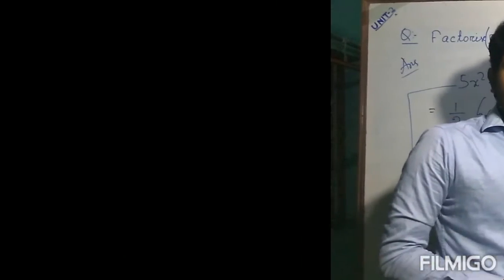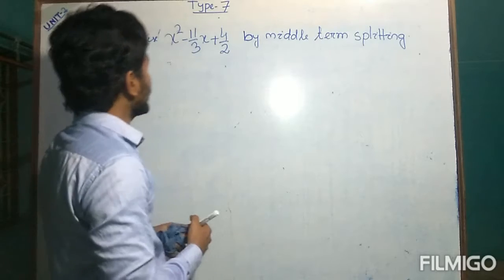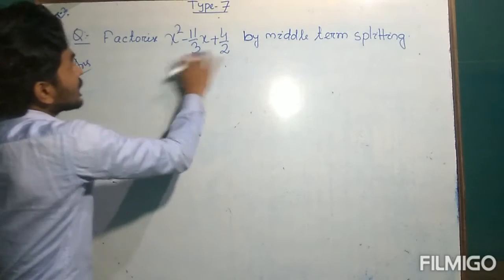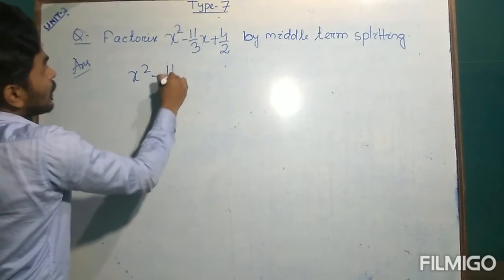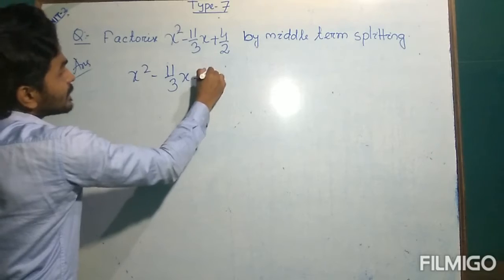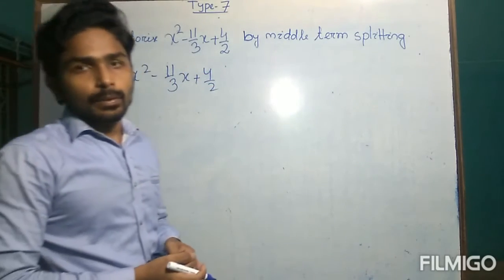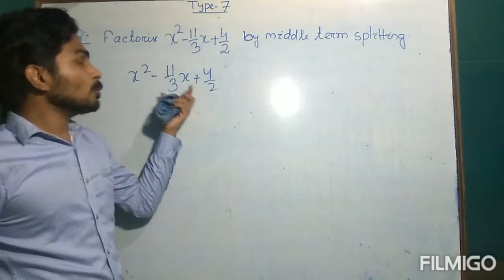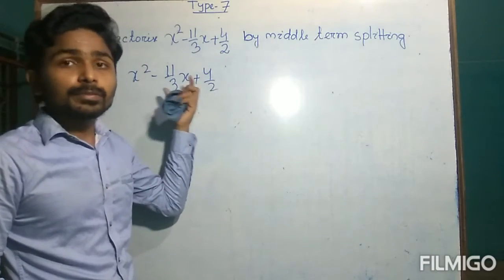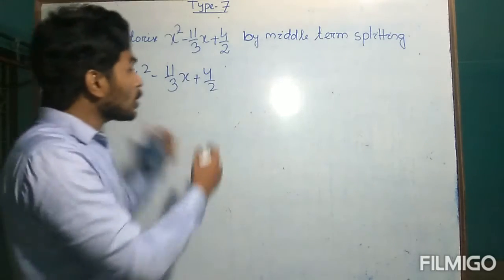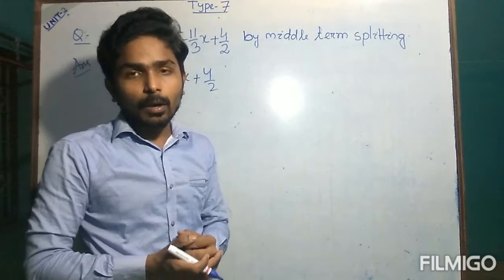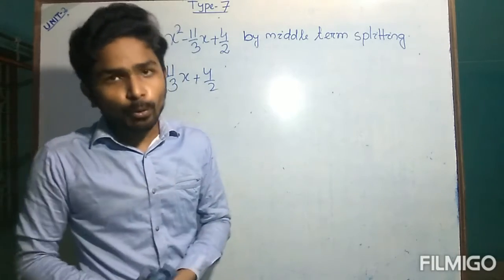Okay, coming to question number 2 of type 7, where we have to factorize this quadratic polynomial where the second term and the third term contain the fractional part. So in order to factorize them, we have to first make this quadratic polynomial into a simple quadratic polynomial of type 1 or 2 or 3 or 4.